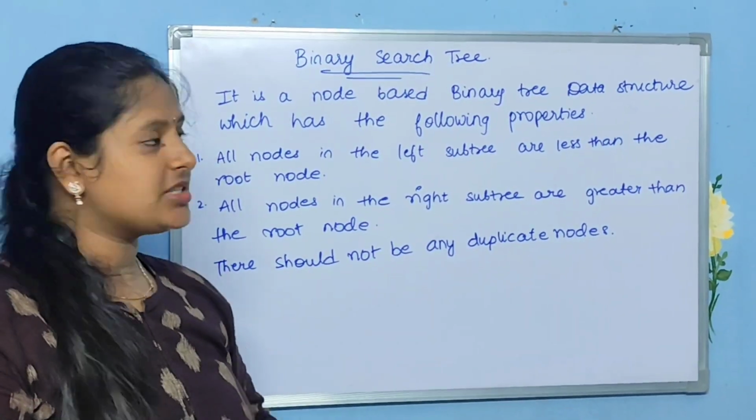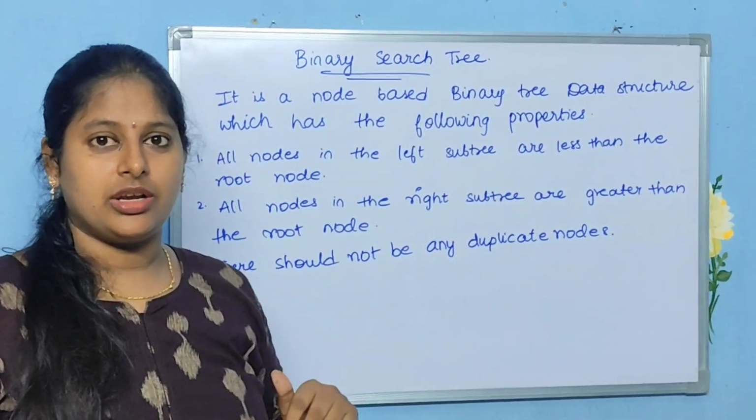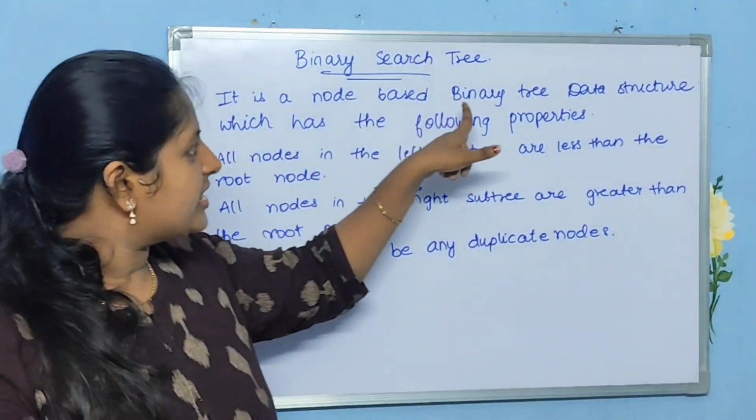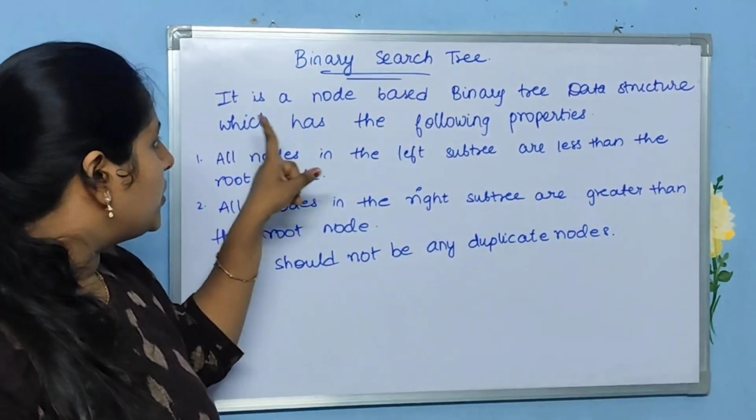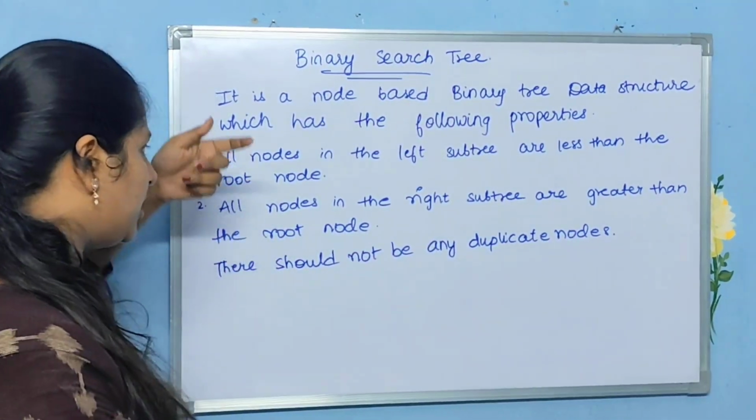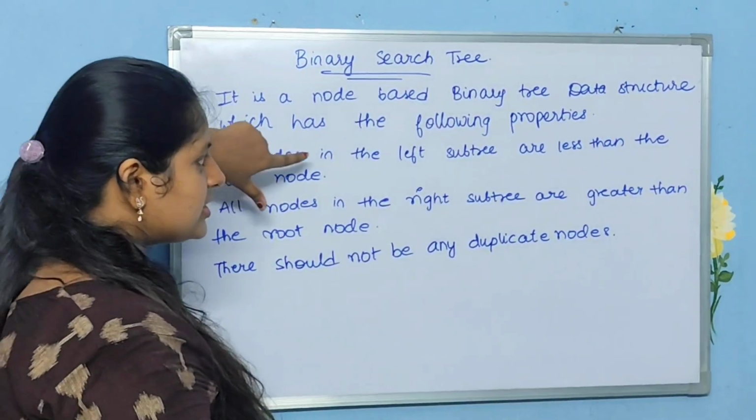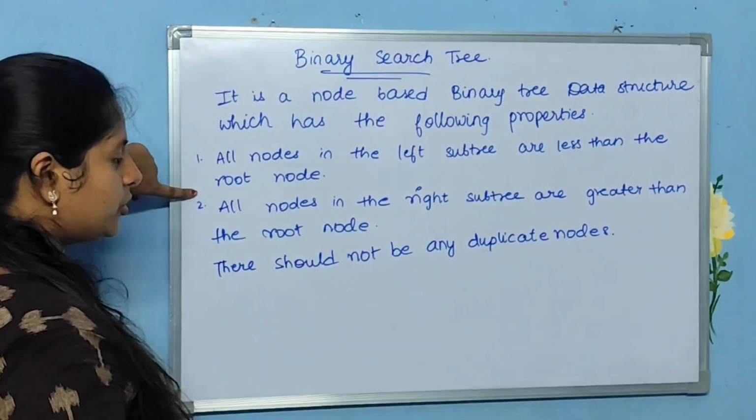Now let's see what is meant by binary search tree. It is a node-based binary tree data structure which has the following properties. And what are those properties? All nodes in the left subtree are less than the root node.